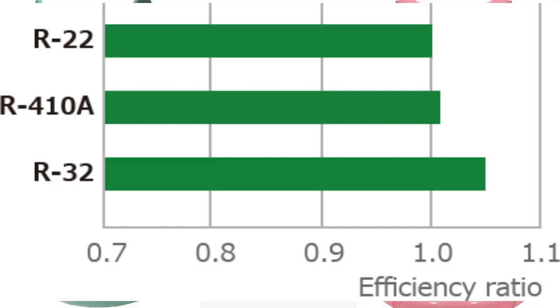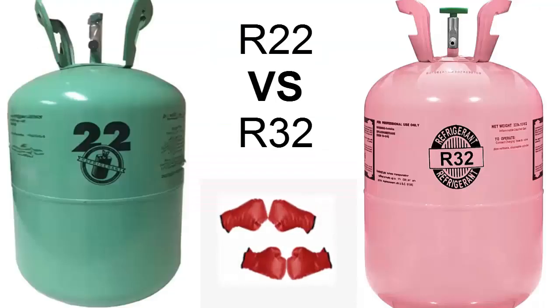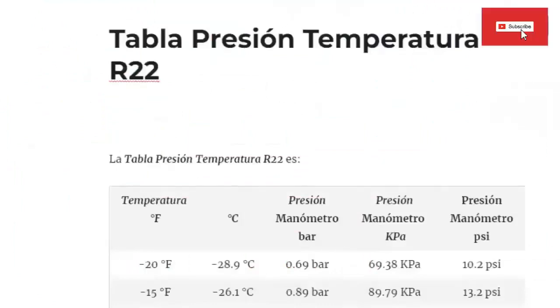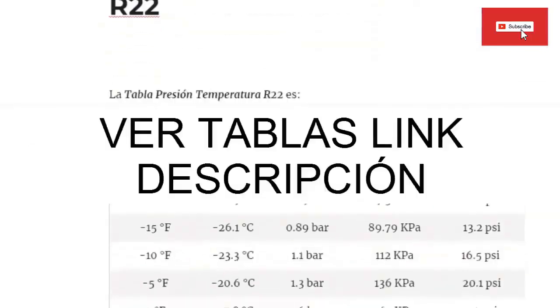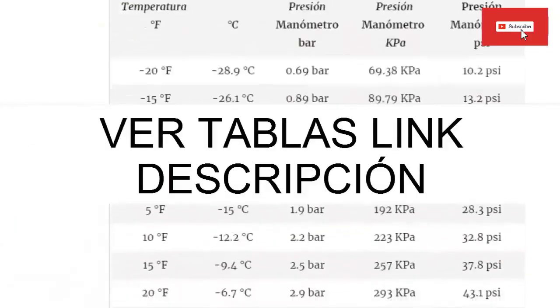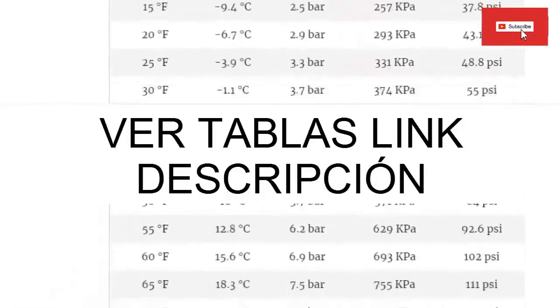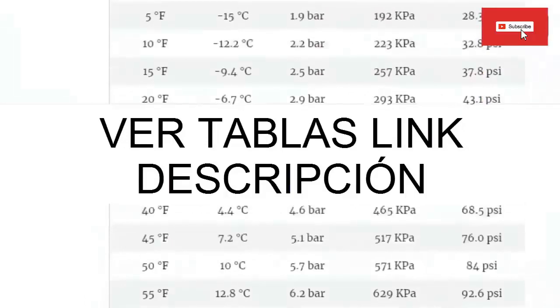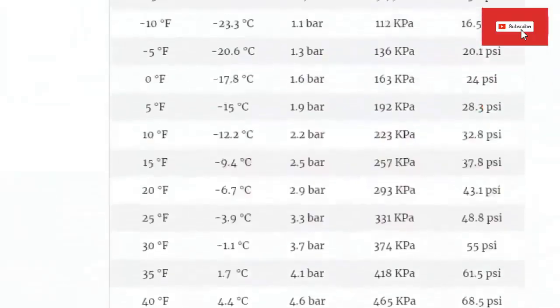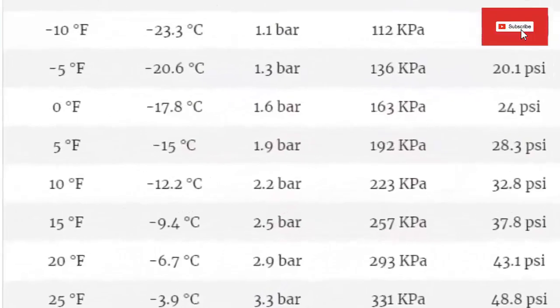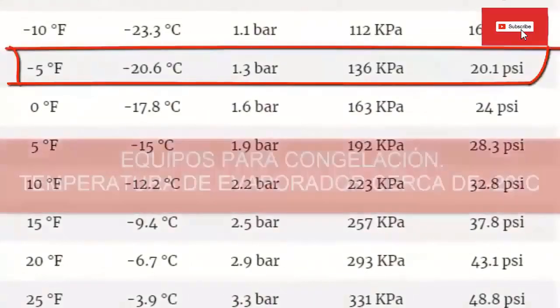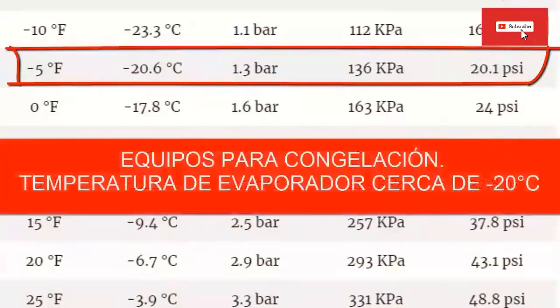Now, let's take a look at the working pressures of both R22 and R32. We can say that it is a refrigerant that handles medium pressures. Let's start analyzing the most used pressures. 1. Low temperature system, freezing to minus 20.5 degrees Celsius, approximately minus 5 degrees Fahrenheit. If we look in the table to reach this temperature in the evaporator, we need that when the equipment is turned on, it marks a pressure on the low manometer of approximately 20.1 psi. This value is equivalent to 1.3 bars.